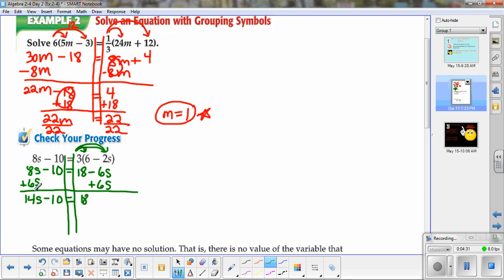Now to get s alone, we need to get rid of the minus 10 by adding 10 to both sides. The minus 10 plus 10 will disappear, and you'll have 14s on the left is equal to 28 on the right. Now to get just one s, we need to divide by 14. When we divide by 14, we get 1s equals 2. And again, you can check your work by plugging it back in on both sides and seeing if you get the same thing.